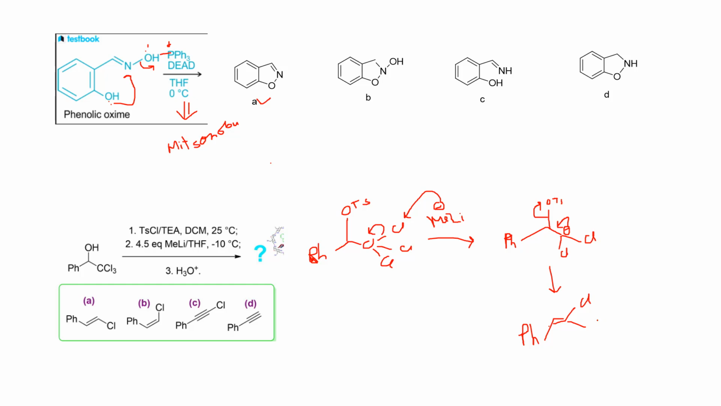Now you know there is another molecule, two molecules of methyllithium are there. So what will happen? The first molecule will remove Cl minus and generate a triple bond here. The second molecule will remove another Cl. So what will be our product? Our product will be a terminal alkyne. Understood? So this is the application of the Corey-Fuchs reaction.